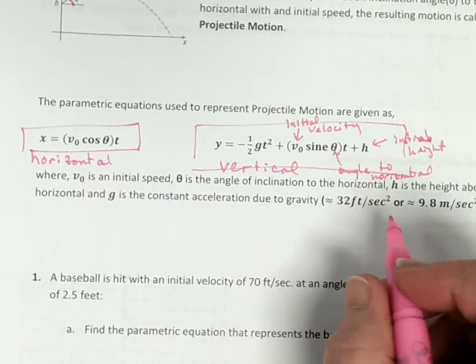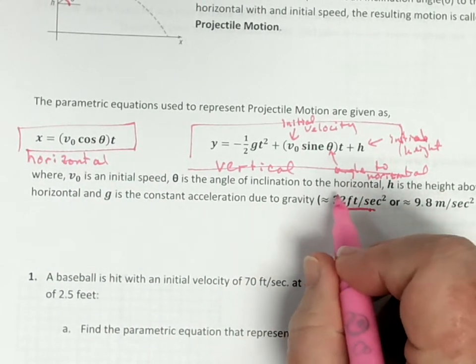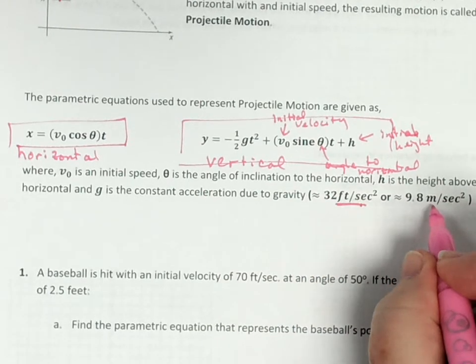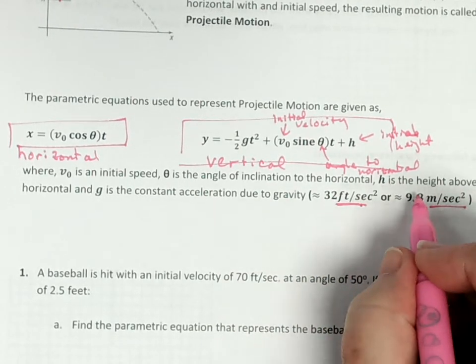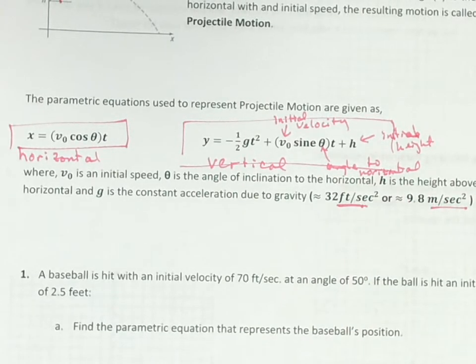Also, if you are working with a problem that mentions feet per second, you use the number 32 for gravity. If you're working with a problem that's meters per second squared, or mentions meters, you're going to use 9.8 meters per second squared for gravity.